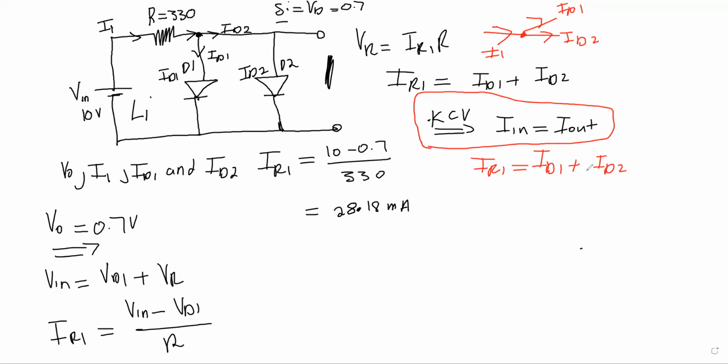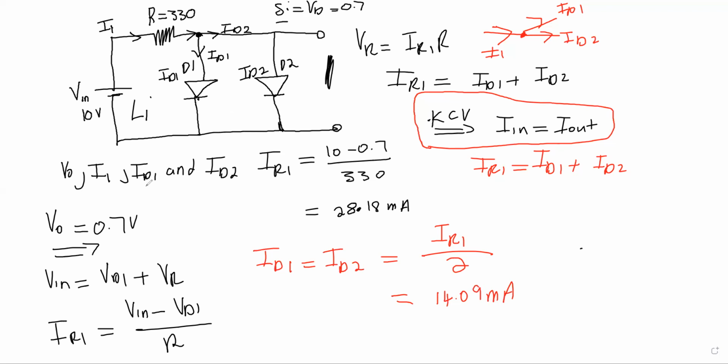So now, since the sum of the two, ID1 and ID2, will give us IR1, what are ID1 and ID2? Simply, ID1 is equal to ID2 is equal to IR1 divided by 2. So they are both equal to, if we divide 28.18 by 2, the current will be 14.09 milliamperes.